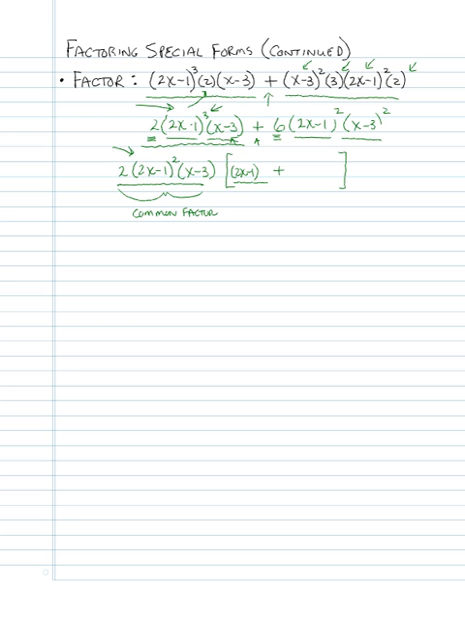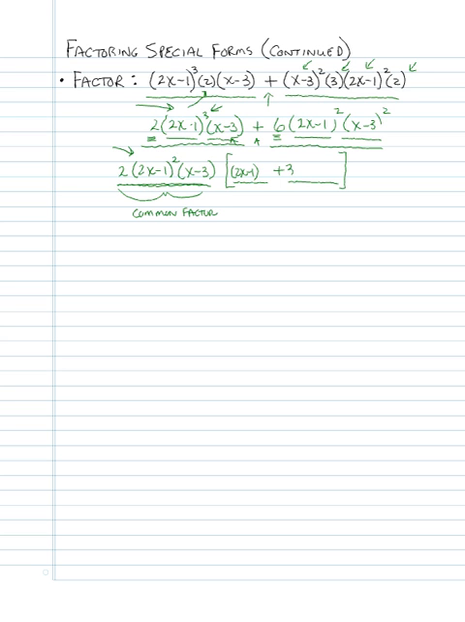Now we need to take all of this greatest common factor and multiply with what goes here to get all of the second term that's over here. So 2 times what gives 6? We need a 3. (2x - 1) to the second power times 1 gives (2x - 1) to the second power. So we don't need any more (2x - 1)s.